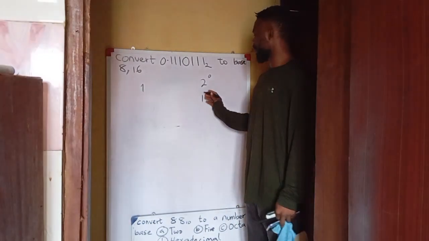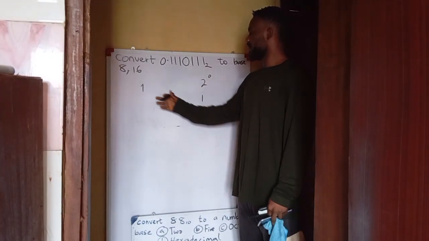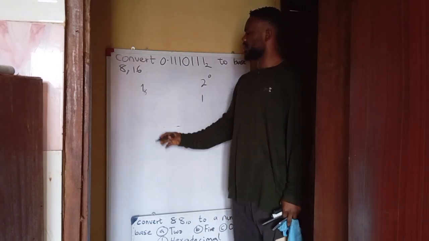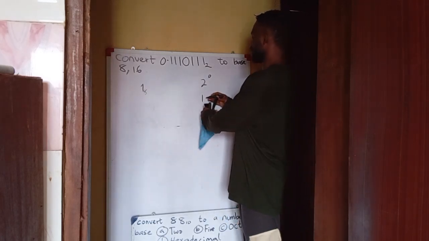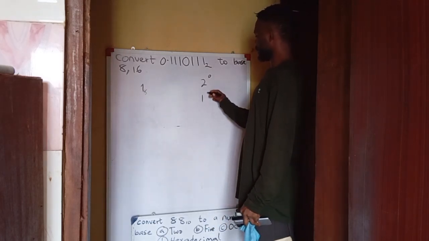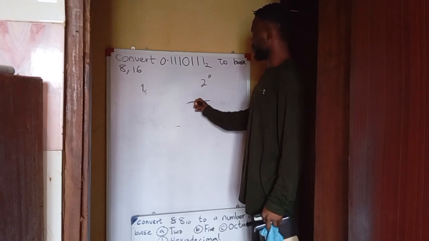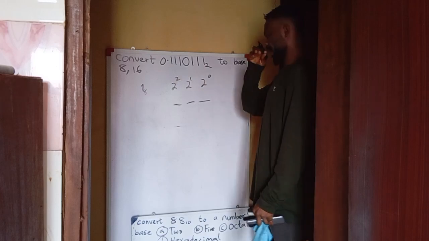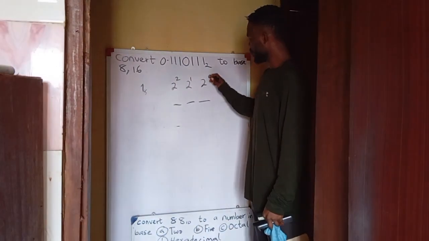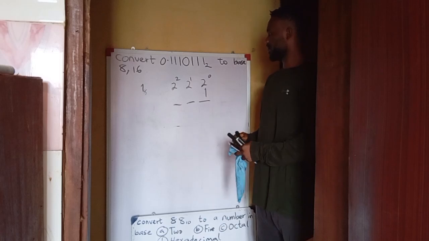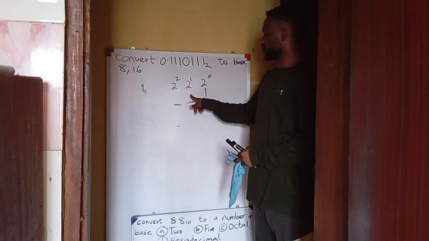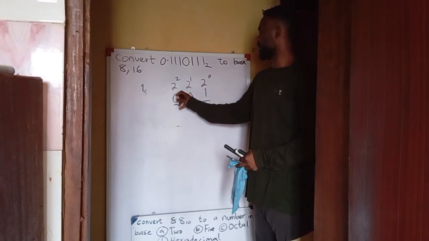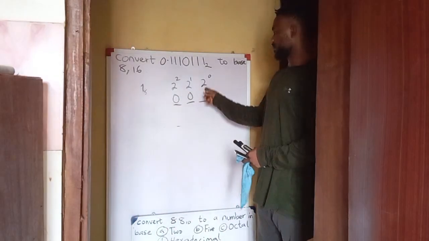If I'm converting this 1 from base 8 to base 2, remember that I will have 3 positions: 2 raised to power 0, 2 raised to power 1, and 2 raised to power 2. 2 raised to power 0 is 1. 2 raised to power 1 is 2, and that is not 1, so I'll have 0 here. 2 raised to power 2 is 4, and that is not 1, so 0 here. The only one that is 1 is this.